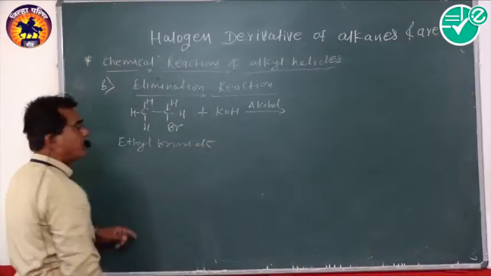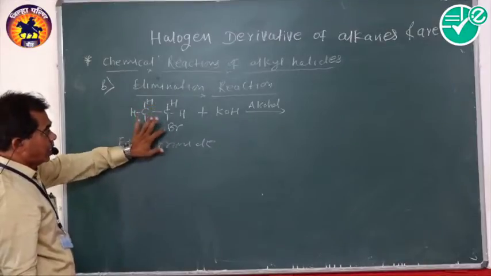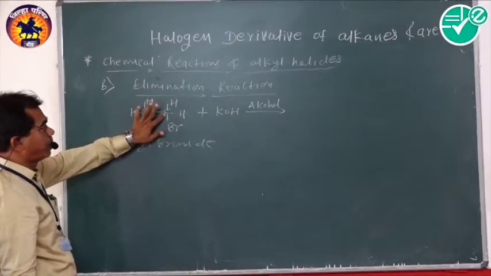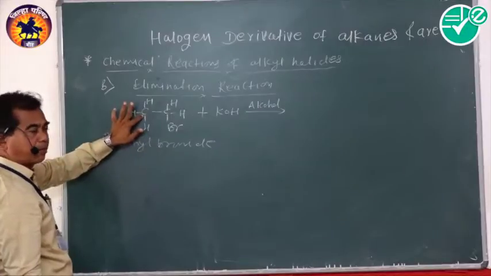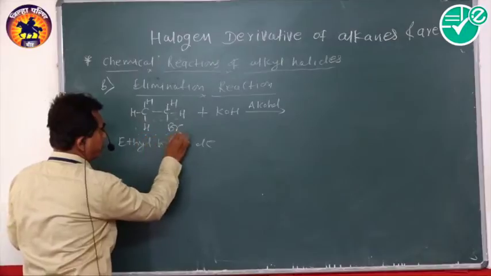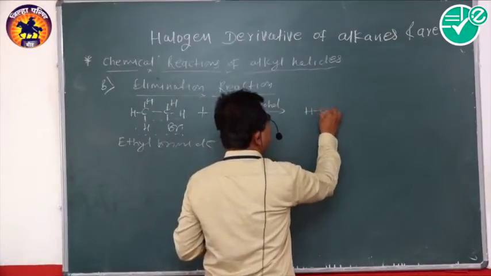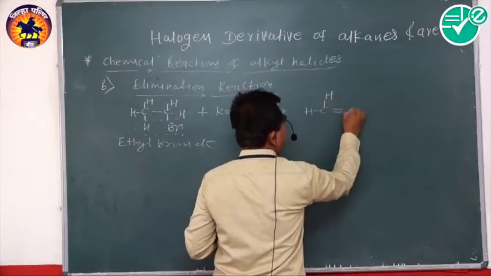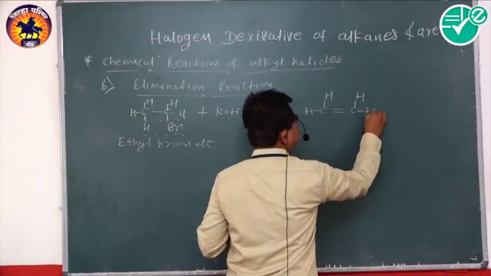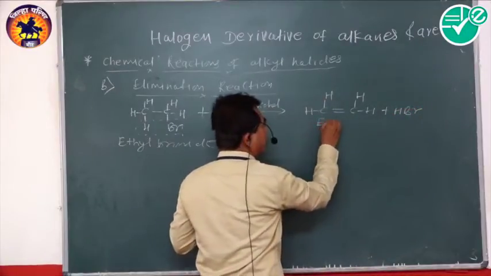In this case, alcoholic KOH, a strong alkali, reacts with ethyl bromide. What happens here? Elimination takes place, meaning adjacent atoms are removed: the halogen atom from the alpha carbon atom and the hydrogen atom from the beta carbon atom. This elimination gives the alkene. Here we prepare the alkene, that is, we call it ethene.